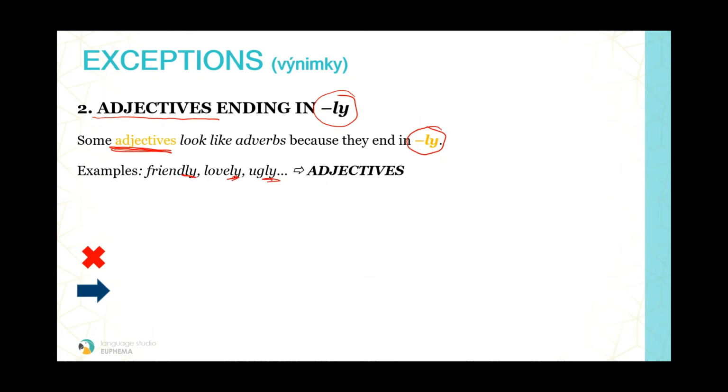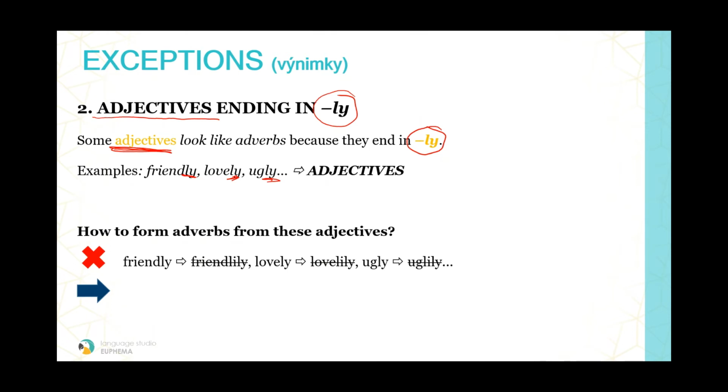Friendly, okay, somebody can be friendly, they can be nice to you, okay? Nice person is a friendly person. Lovely, adorable, nice, again, the same stuff. And ugly is the opposite of beautiful. Now, the question is how to form adverbs from these adjectives.